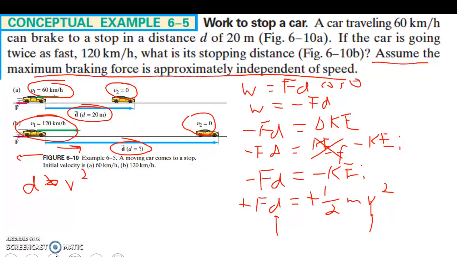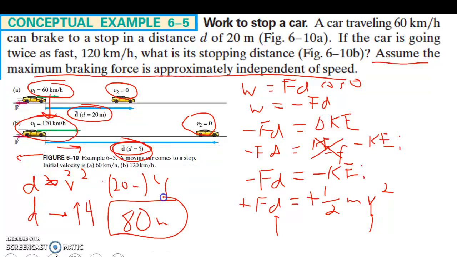If we double the velocity, which is what we're doing here, since it's squared, distance should increase 4 times. So if it's 20 meters at this speed, it'll be 20 times 4 at this speed, which will be 80 meters. And that is our correct answer here.